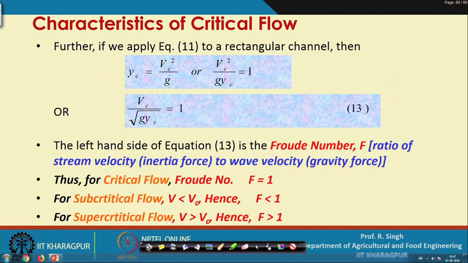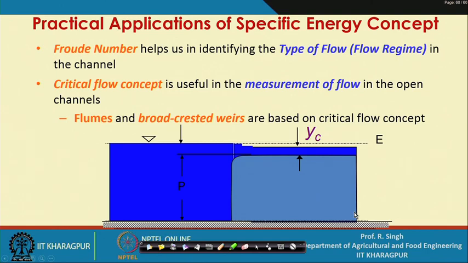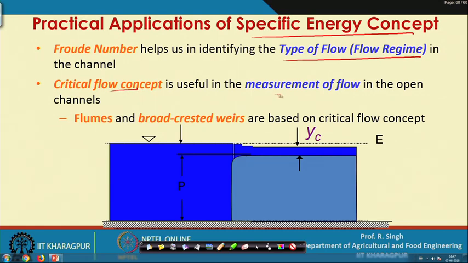With respect to specific energy also, we have already seen this. And there are many practical applications of the specific energy concept. We have already seen that the Froude number helps in identifying the type of flow or flow regime, and the critical flow concept is useful in measurement of flow in open channels. A large number of flumes and broad crested weirs are based on the critical flow concept.